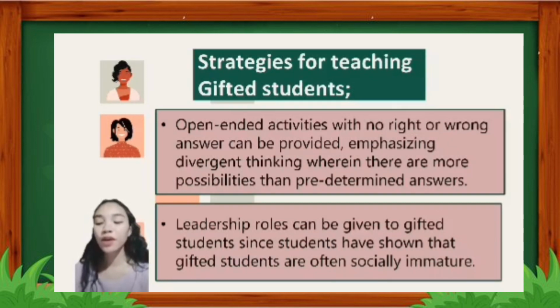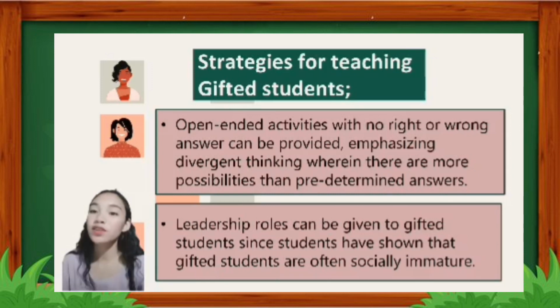Another strategy you can use for teaching gifted students is an open-ended activity which has no right or wrong answers, emphasizing divergent thinking wherein there are more possibilities than a predetermined answer. When we say divergent thinking, it starts with a prompt that encourages students to think critically, diverging towards distinct answers. Writing an essay and brainstorming are examples of exercises that demand divergent thinking.